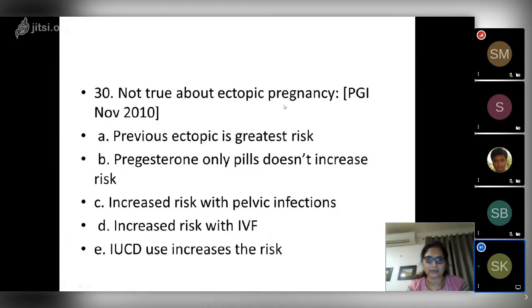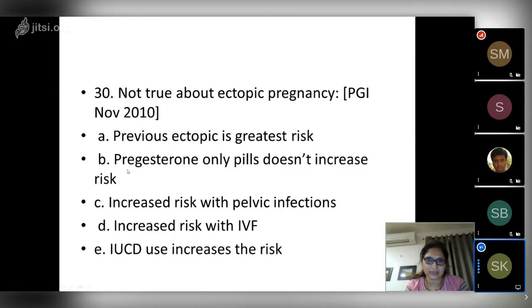Now, second one, progesterone only pills doesn't increase risk. Is it true or not true? Progesterone only pills doesn't increase risk of ectopic pregnancy. Yes, ma'am, it does increase, is it not? So it is not a true statement. That means it is a false statement.